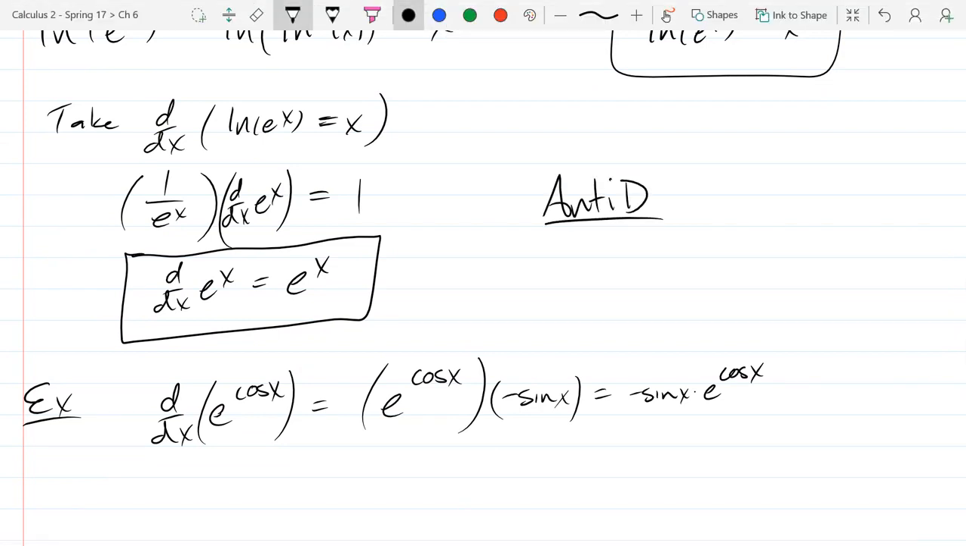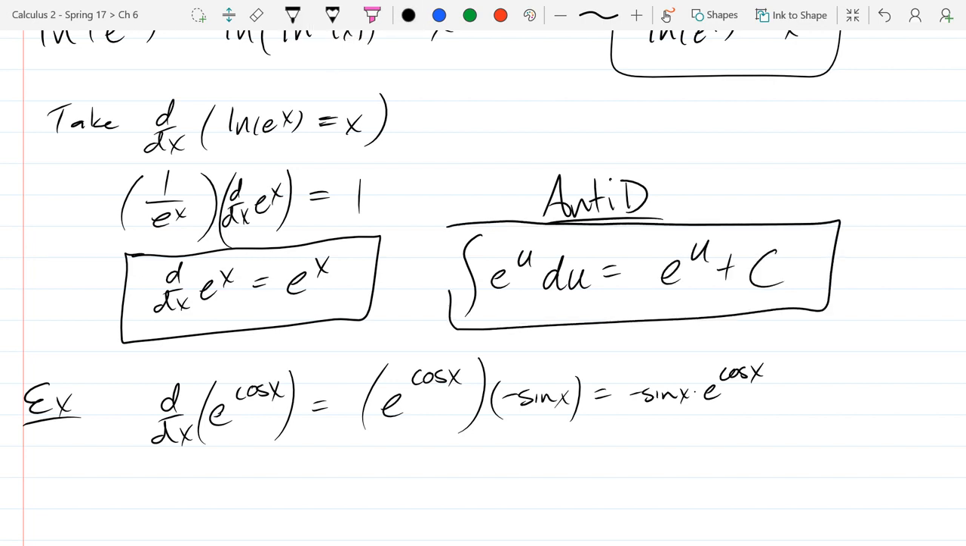I forgot to write down the antiderivative. Writing it out with u's, the antiderivative of the right side is the left side. So this one's a little bit strange, but it matches up with its derivative. The antiderivative of e to the u is e to the u plus c.